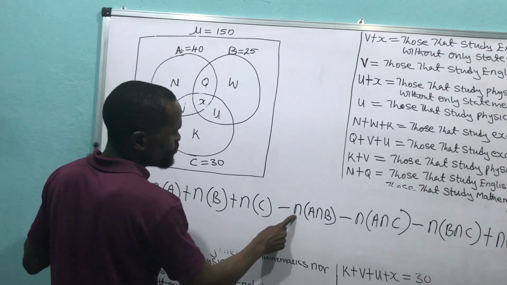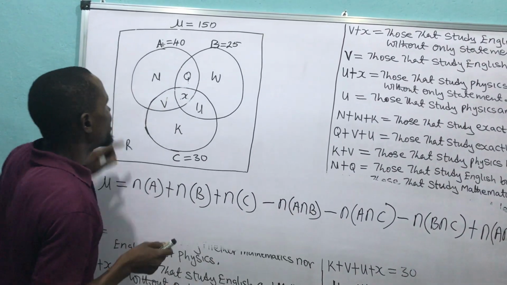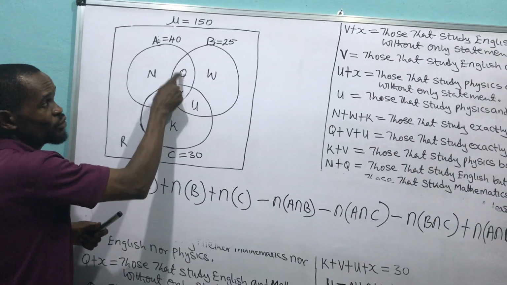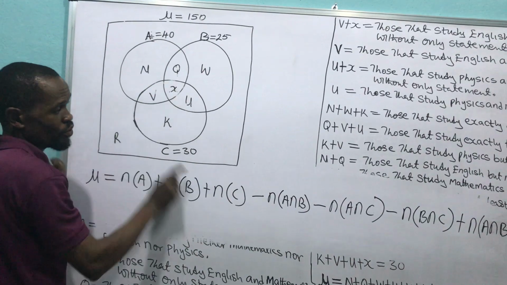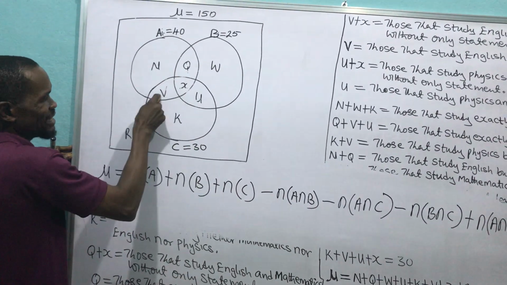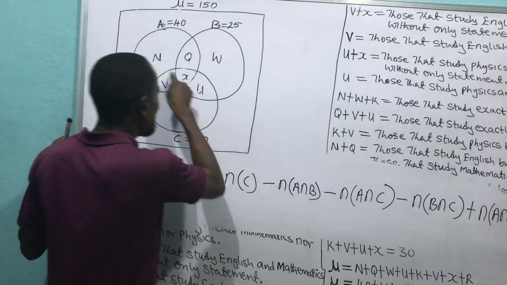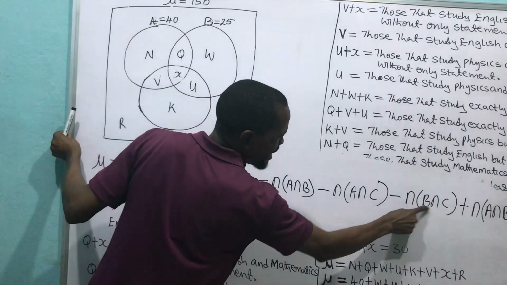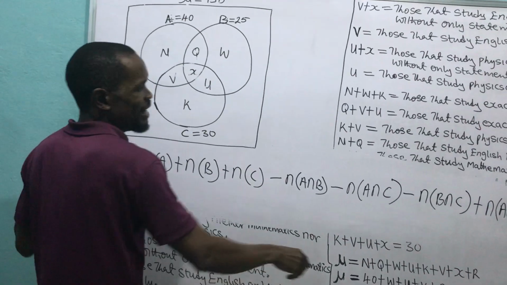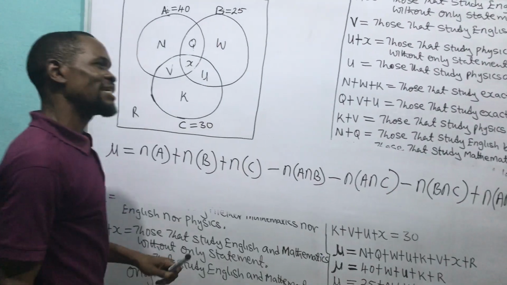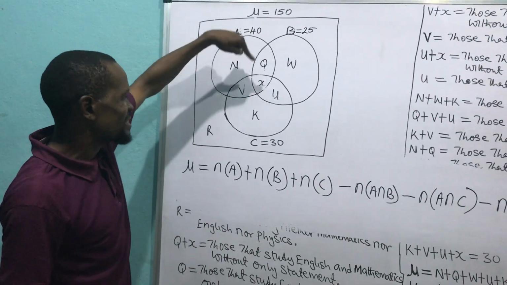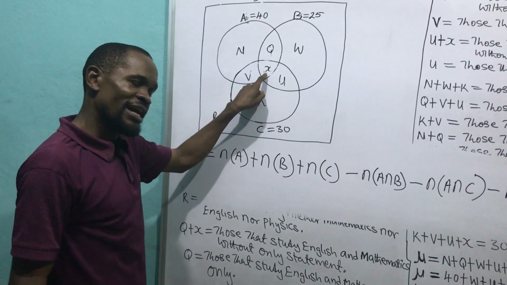Number of A intersect B. A intersect B is Q. Minus A intersect C. Look at A intersect C, which is V, the number there. Then B intersect C is this. Then A intersect B intersect C is this one. Are you getting what I'm saying now?